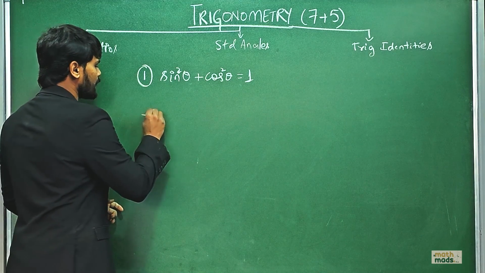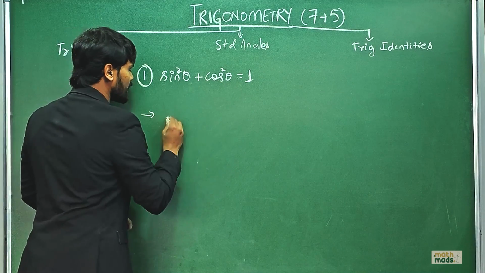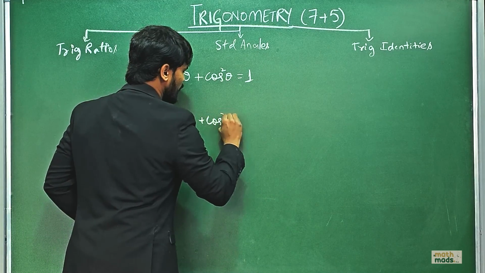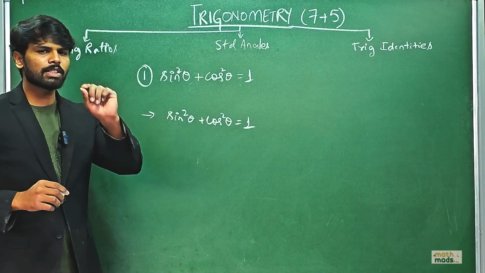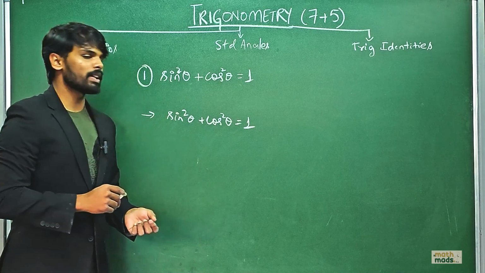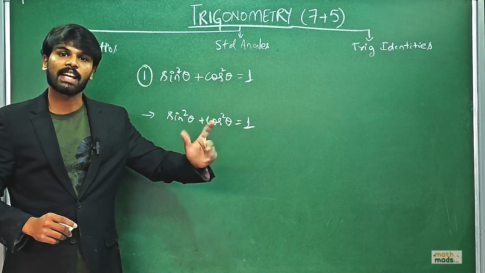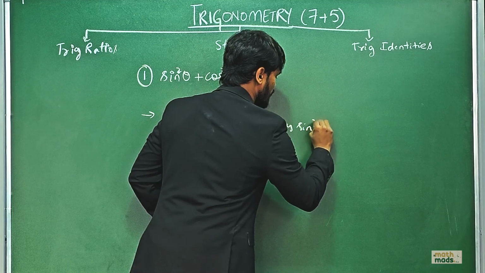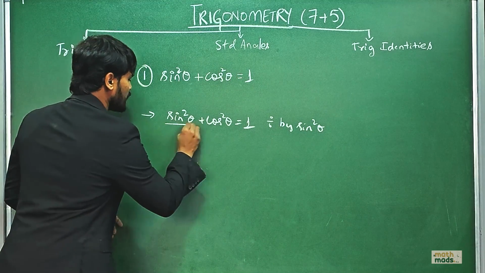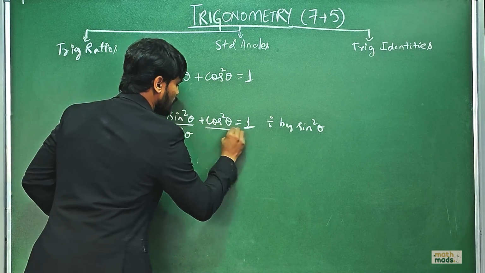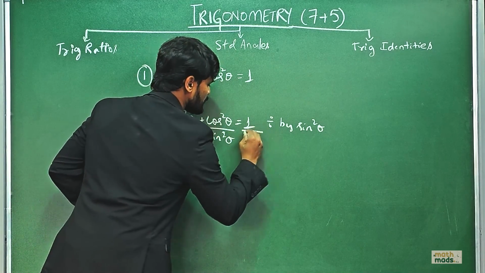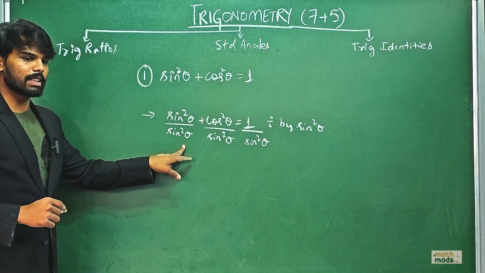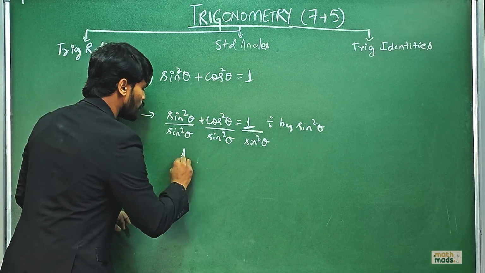How do we deduce the second identity? The same thing. The first identity I will rewrite: sin square theta plus cos square theta is equal to 1. But one small step I have to take here. I will divide the whole equation by sin square theta. If I divide, what will I get? Here also I'll get sin square theta, 1 by sin square theta. Sin square theta by sin square theta, you'll be getting 1.